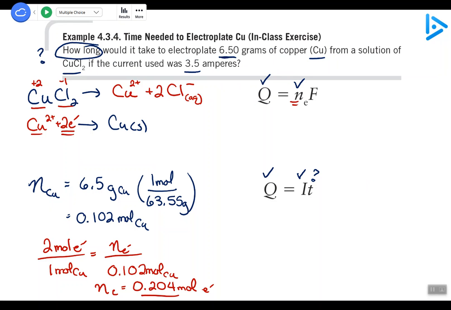So the chemistry part of this that we really need to think about is our stoichiometry, balancing those half reactions, figuring out oxidation numbers and balancing charges, and then it's a straightforward calculation. So let's go ahead and do that.